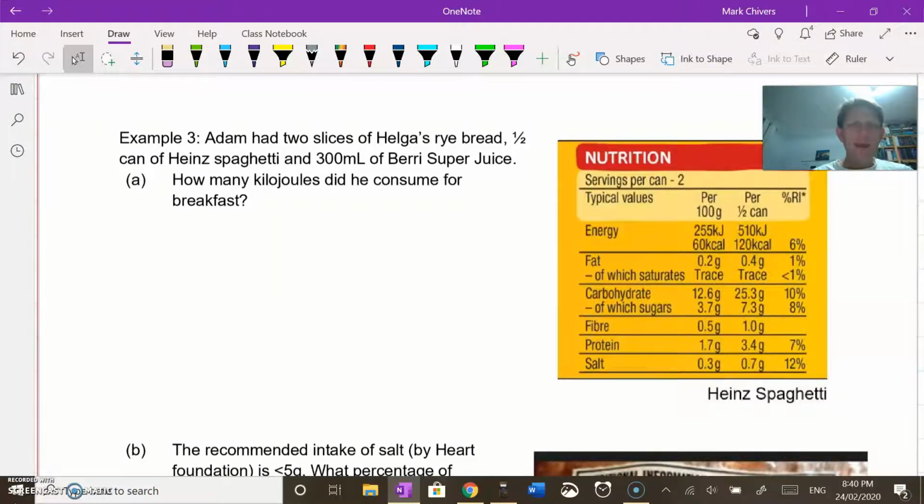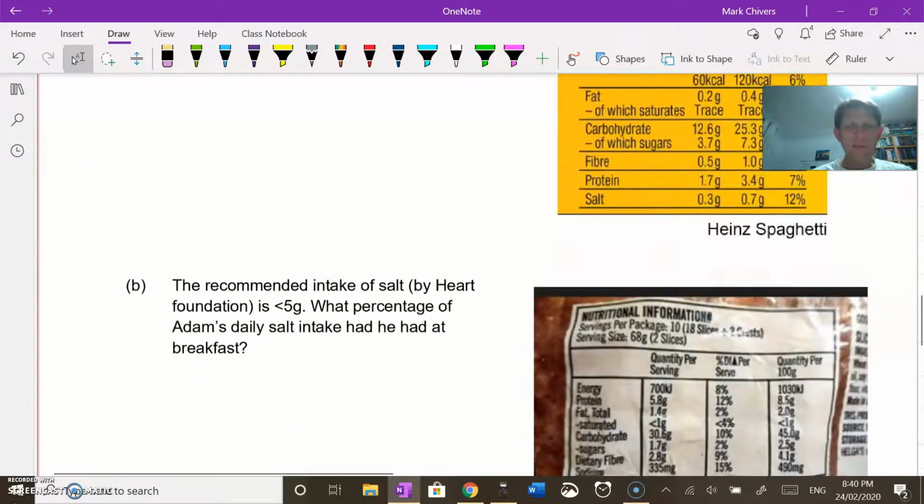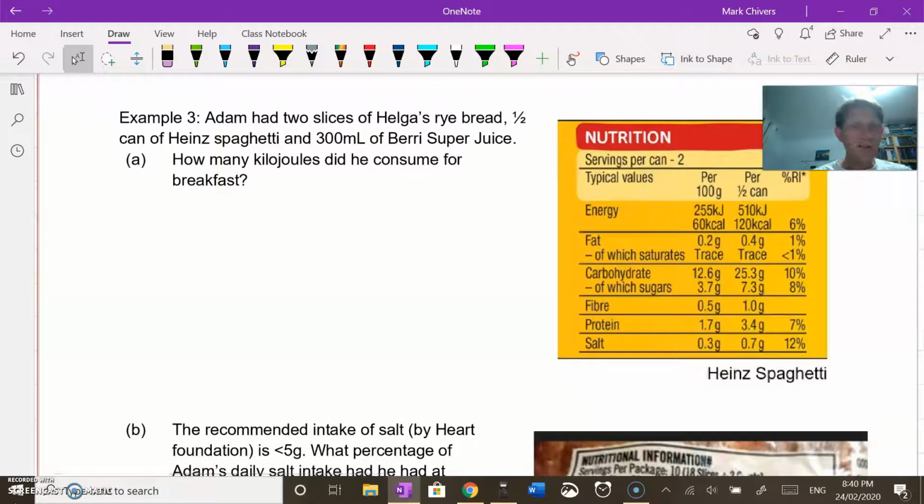Sorry about that. Then we've got this example where Adam has 2 slices of bread, half a tin of spaghetti and 300 ml of super juice for his breakfast, and we want to know some information about that. So the first is, how many kilojoules did he consume for breakfast?